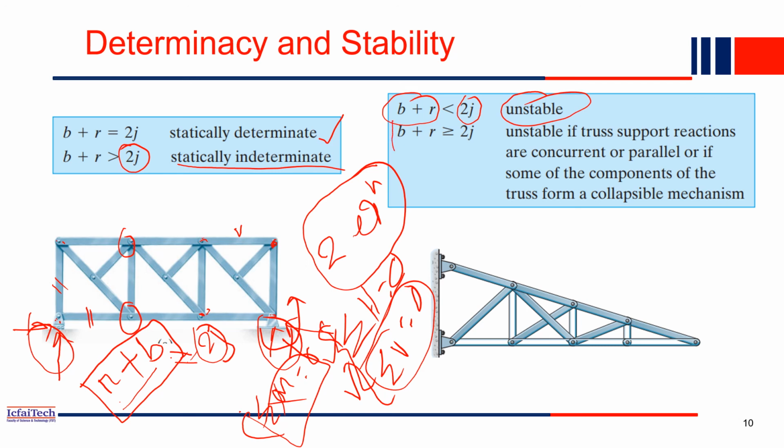Even though b plus r is more than 2j, our structure may still be unstable if the truss support reactions are concurrent. As I mentioned 2-3 lectures before, if all the reactions are concurrent, meaning parallel to each other, or all the reactions are meeting at a single point, passing through a single point, in that case also our truss may be unstable.